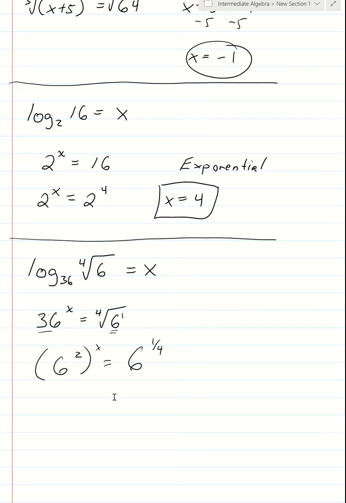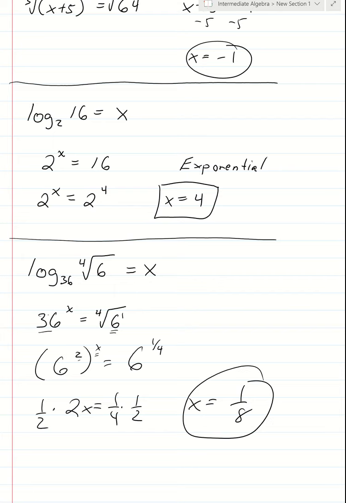Okay? And so now we have a power raised to a power. That means we can multiply those powers. So I would have now 2x is going to in fact equal the exponent on the right side of 1/4. And so now to solve this for x, you would have to multiply both sides by 1/2, in which case we get our solution of x equaling 1/8.